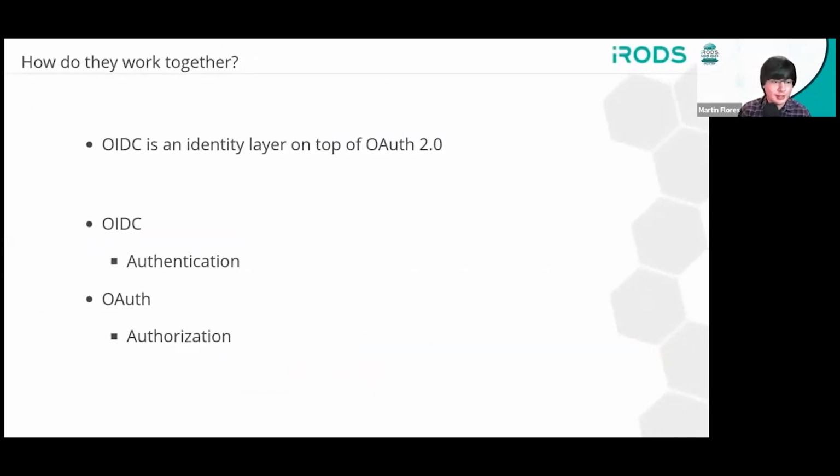Briefly going over how they work together. Effectively, OpenID Connect is a layer on top of OAuth 2.0. To simplify it further, you could think of them as complementing pairs. OpenID Connect is focused on authentication, whereas OAuth is focused on authorization.